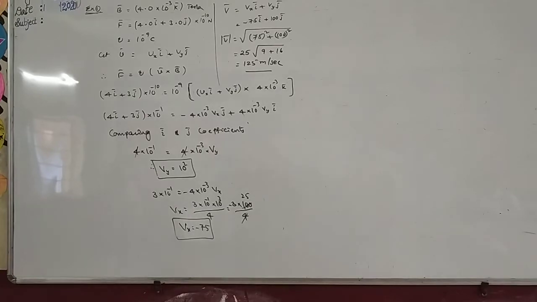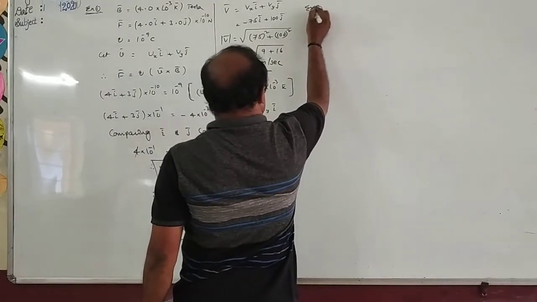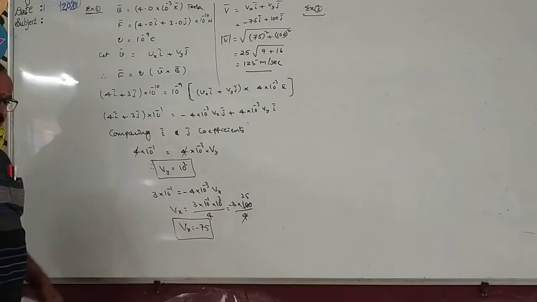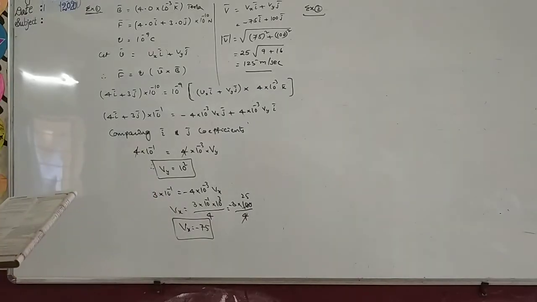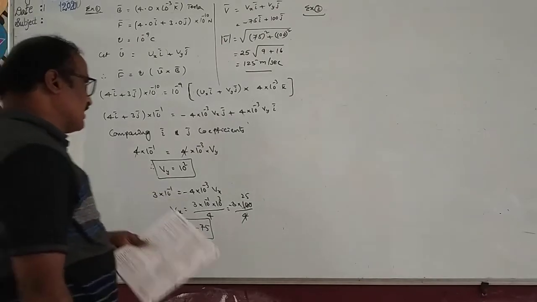This is one problem. Next, there is example 2. Do you understand this problem? Right. Second problem: suppose a charged particle carrying a charge Q is equal to 1 microcoulomb.